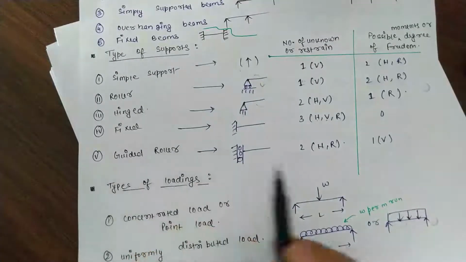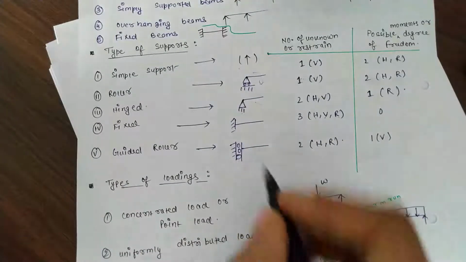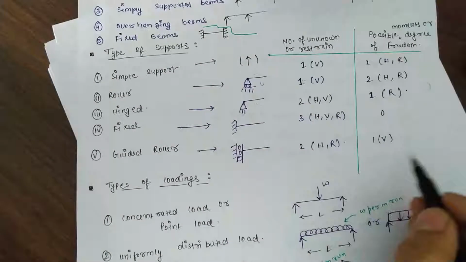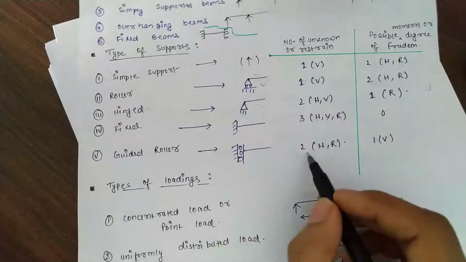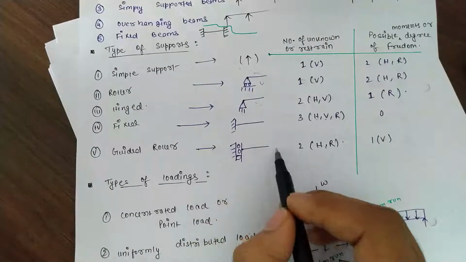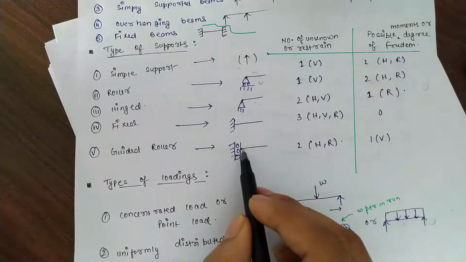Now the guided roller can move vertically because the rollers are present here, so it can move in the vertical direction, but it cannot move horizontally because it is fixed here, it is not hinged. As well, rotation will not come here because there is no hinge present here.